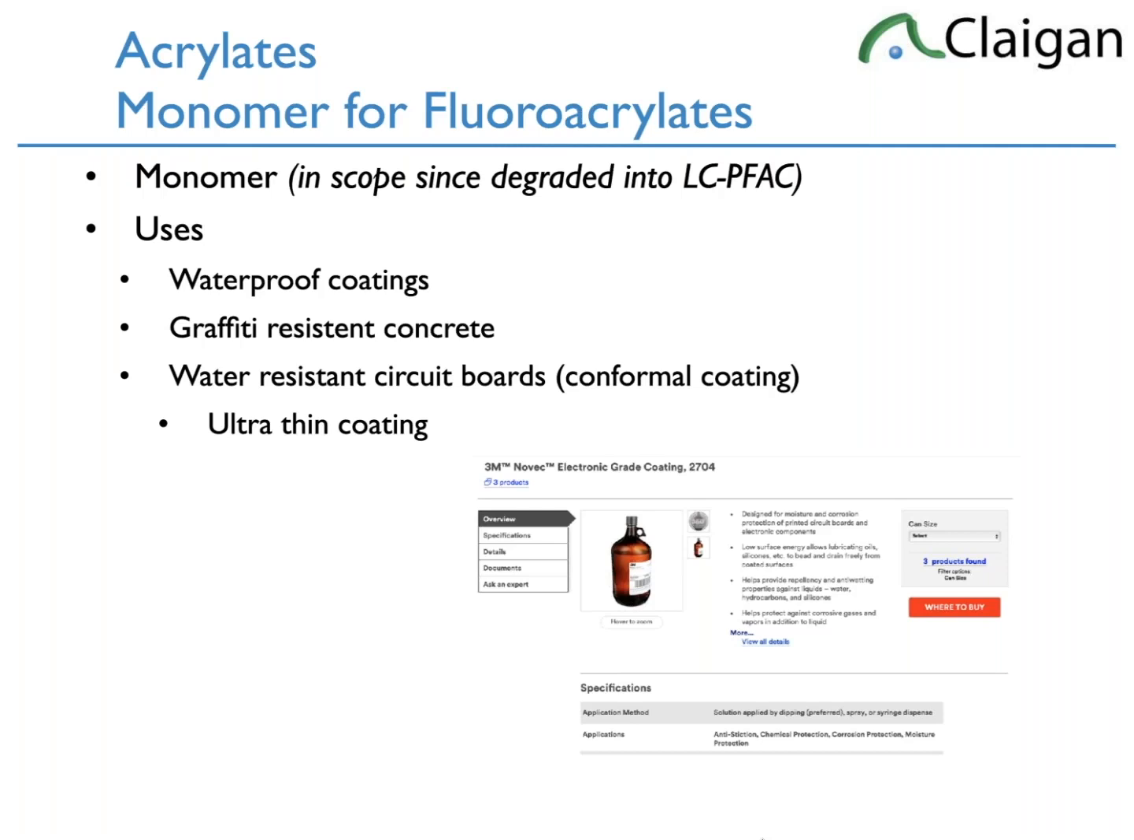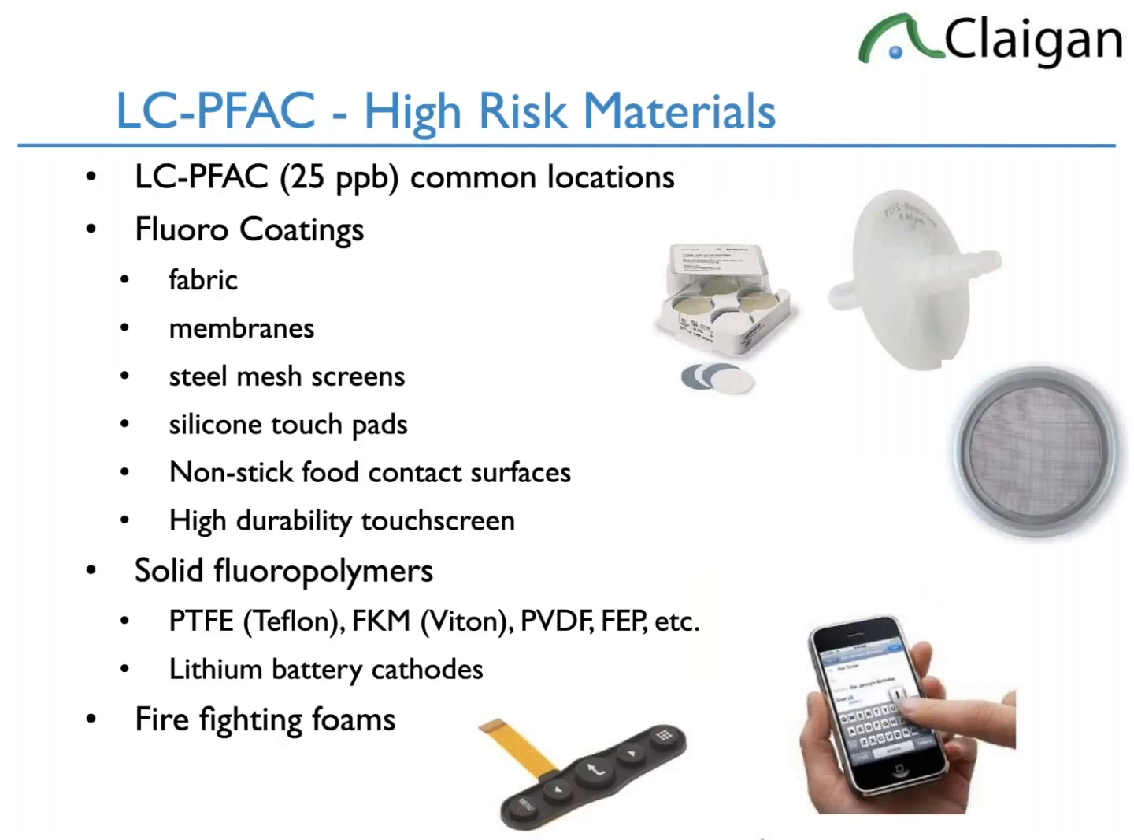There could be a fluoroether, or in this case, it's a fluoroacrylate. Ultra thin coating. So where do we see the long chain PFACs? Fluoro coatings, because they're usually suspended PTFE or PVDF fluoros in some other material. And PFOA may be used as surfactant or PFNA. Solid fluoropolymers like PTFE or FKM or PVDF, which is like Teflon or Viton or Kynar.